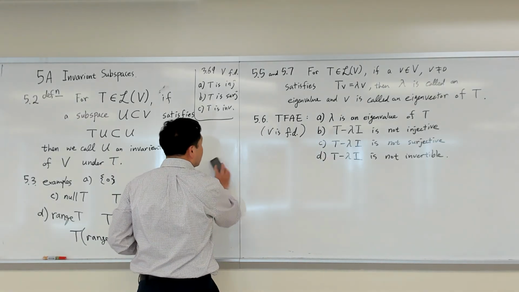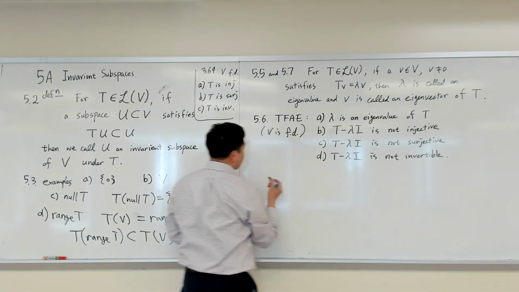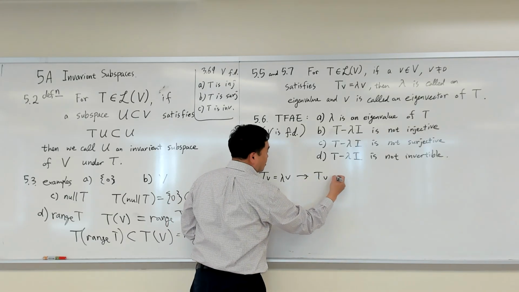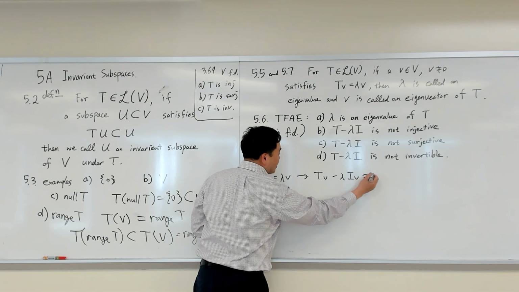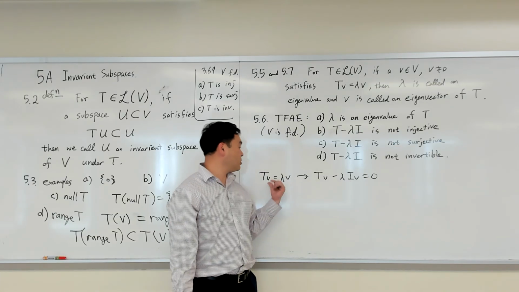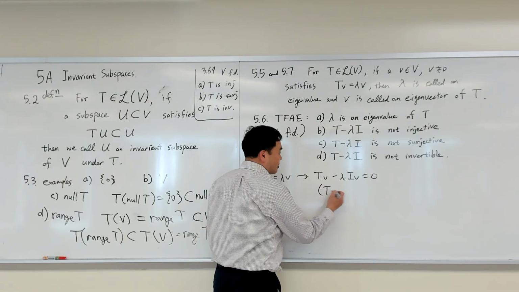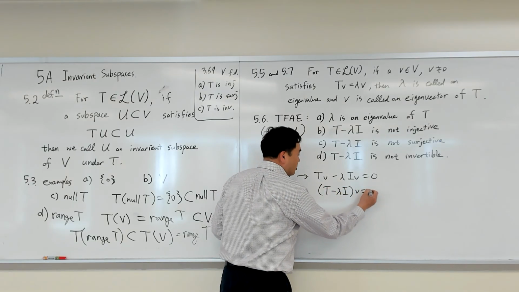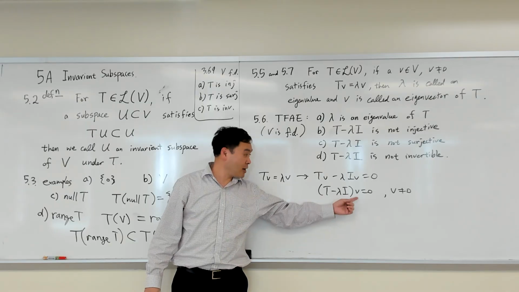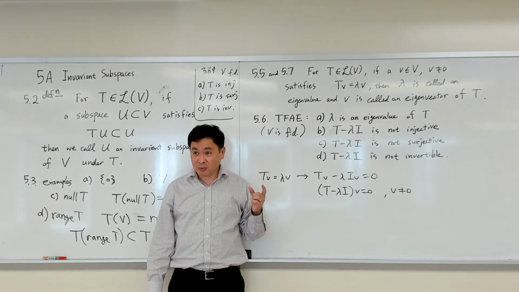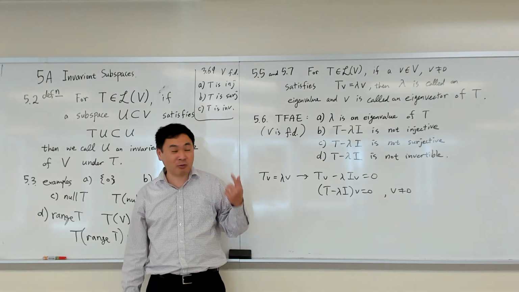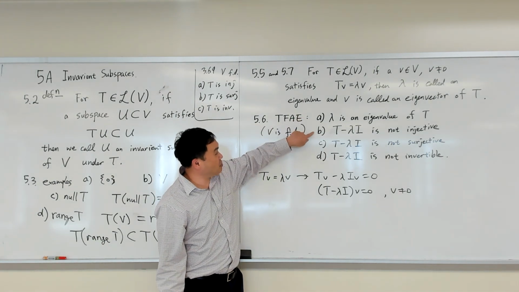If you look at this right here, Tv equals lambda v, that means Tv minus lambda times Iv. I can stick an I there because I doesn't do anything. Iv is the same as v, right? I moved it to the left side, and then if I rewrite this, I get (T minus lambda I)v equals 0 with v non-zero. That means the null space of this is non-zero, right? There's a non-zero vector, so the null space is non-trivial. If you have a non-trivial null space, what does that mean? It's not injective. That's what we learned way before, right? So A implies B.